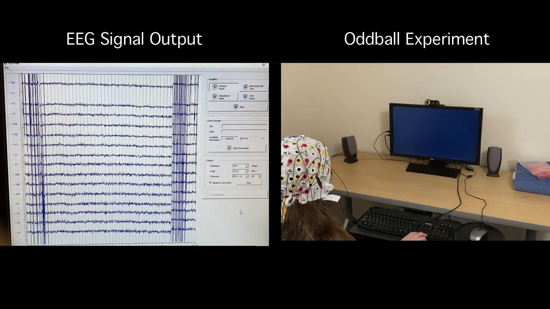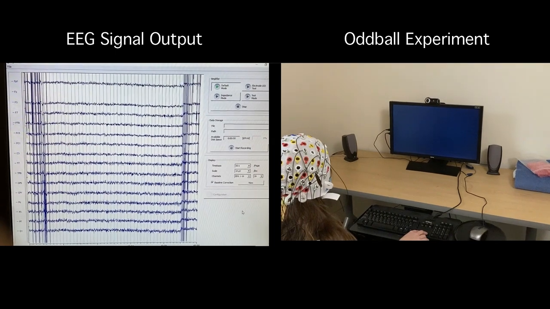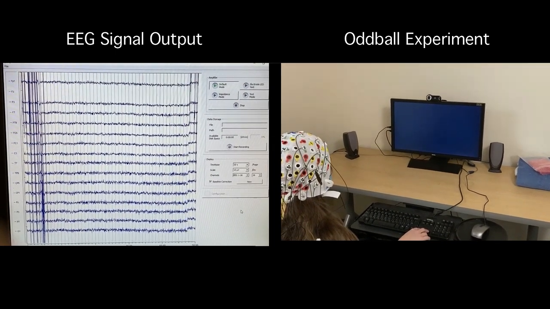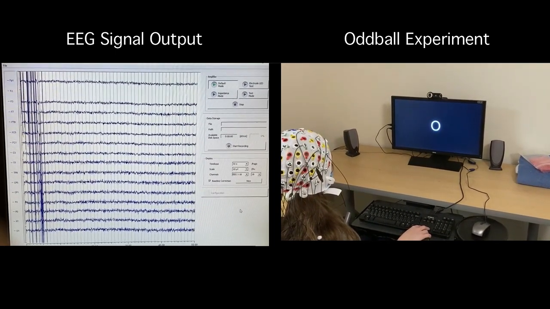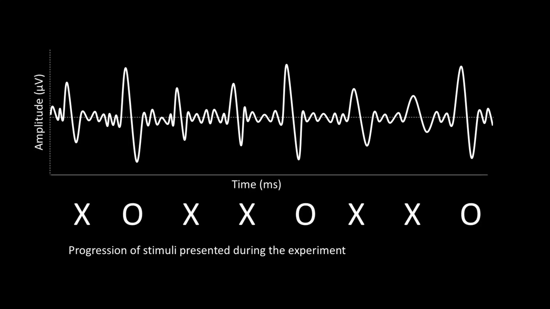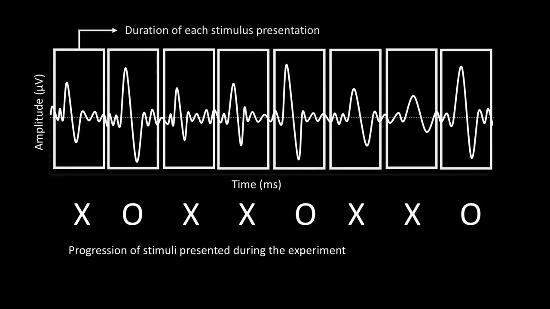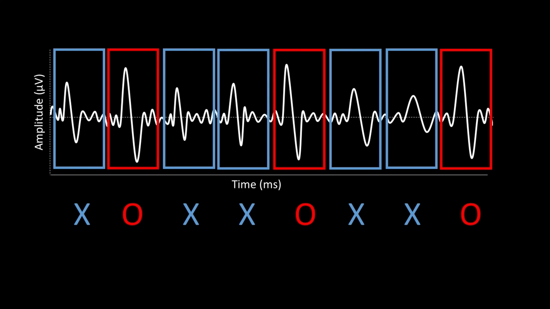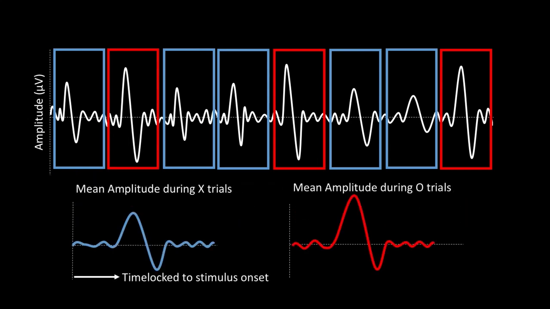As an example, consider the classic oddball experiment in which a participant passively observes a sequence of trials consisting of 80% X's and 20% O's. At the end of the experiment, we can take the continuous time series of voltages recorded from each electrode and align it to the progression of X and O stimuli that were presented to the participant. To conduct an ERP analysis, we first segment the voltage data that was recorded while each stimulus was on the screen and time-lock it to the time of stimulus onset. We then average the time-locked waveforms across trials within each condition.